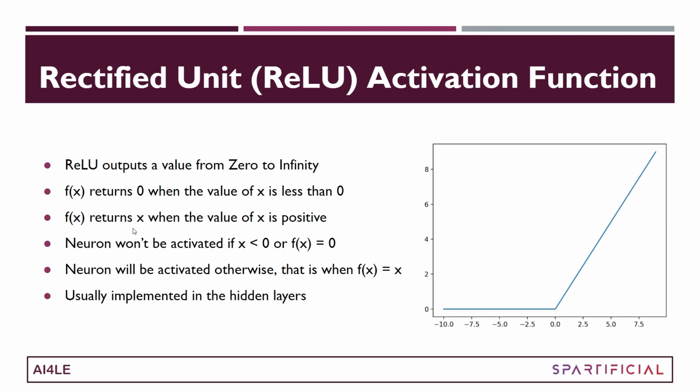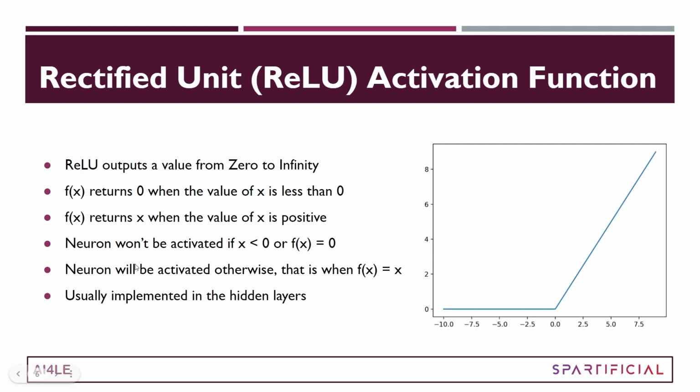And then f of x returns the value of x, the same value as the input actually, when the value of x is positive. For example, if I pass 5 as the unactivated output to the ReLU activation, the output is going to be 5 itself. It's not going to change. But if the input to this ReLU was, let's say, negative 2.5, it will change the value to 0.